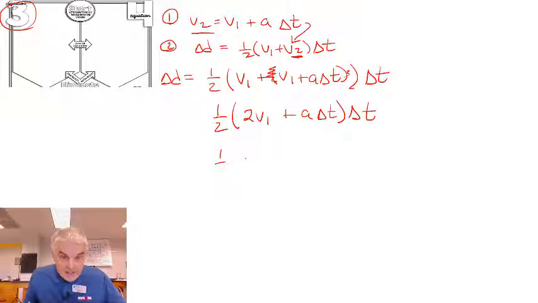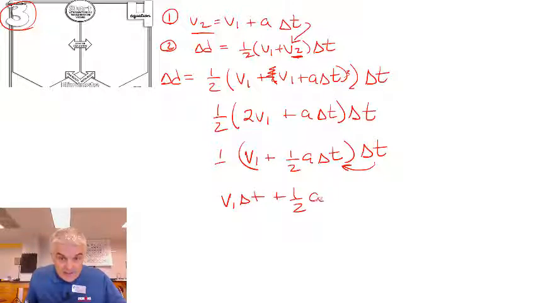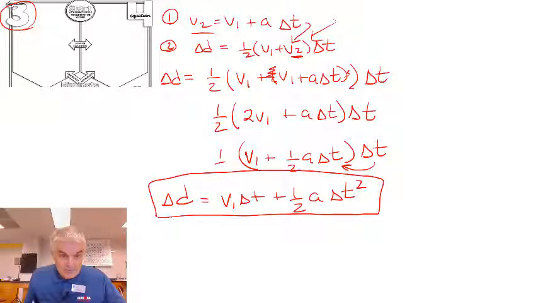So I can say V1 plus 1/2 A delta T, and that's all times delta T. Now the delta T can be distributed into the fraction, so I can say V1 delta T plus 1/2 A delta T squared. So this is delta D. So you're just simply plugging equation 1 into equation 2, and this is equation number 3.